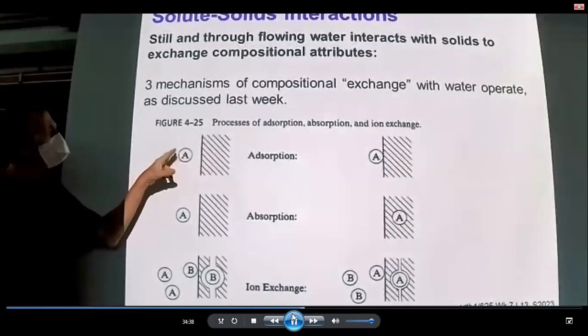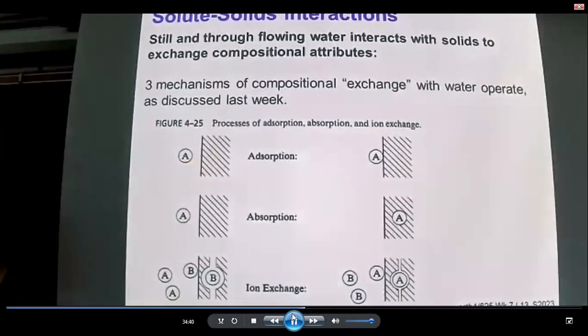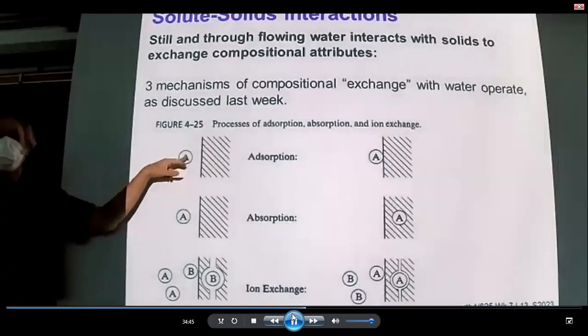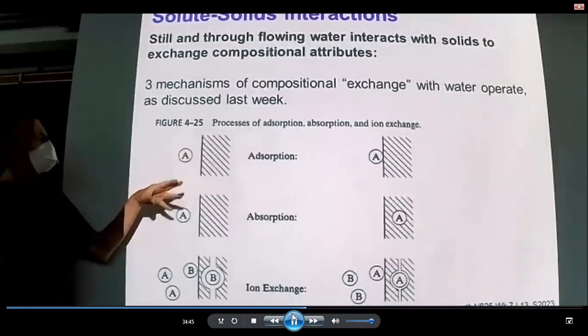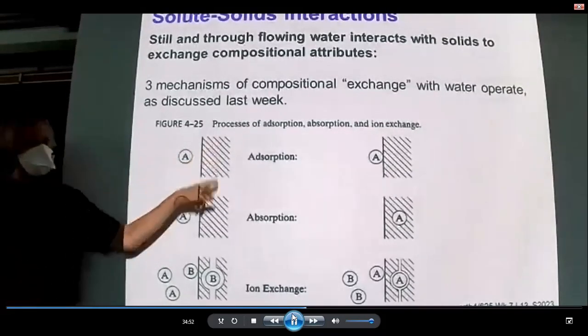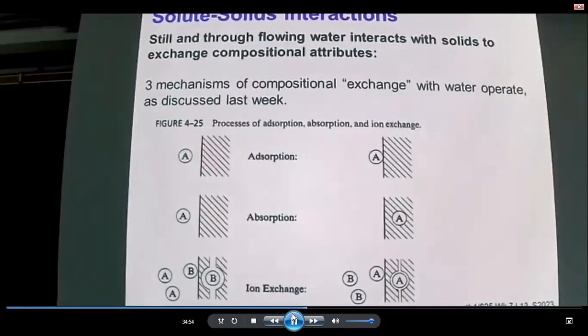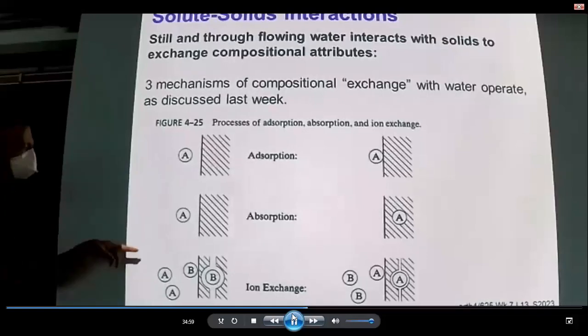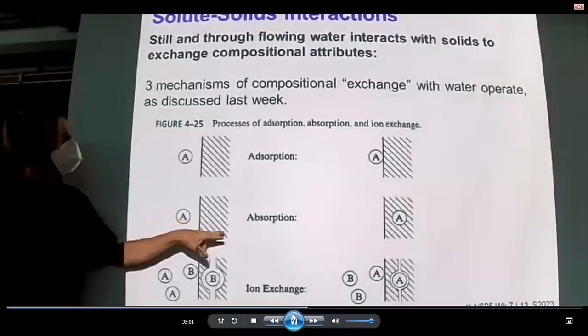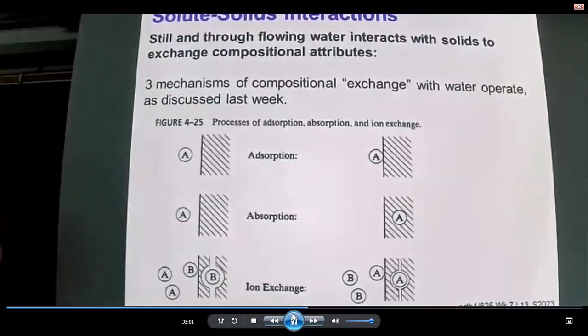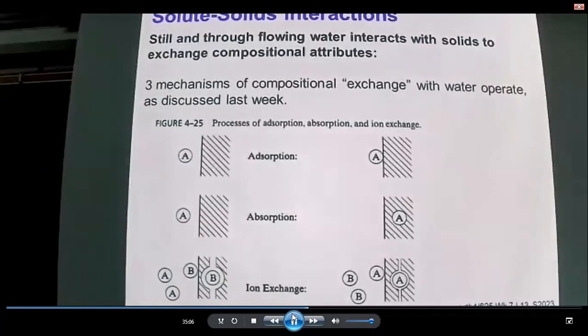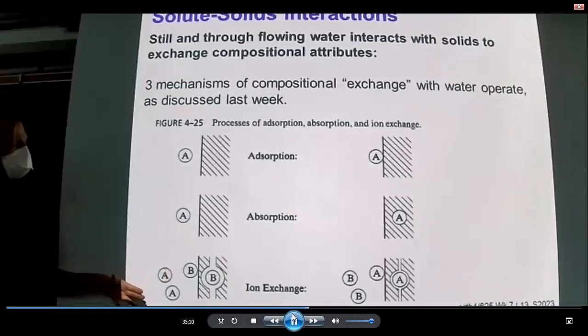And when it's stuck to the surface, we call that adsorbed. It can be adsorbed hard or it can be adsorbed in a soft way, making it easier or more difficult to exchange. We also have the process of absorption, which is more of a chemical transition where A can be absorbed from solution into the mineral matrix and become a part of it. This is something that's usually harder to reverse, but not impossible. The third chemical reaction shown here is ion exchange, which we've talked about before.